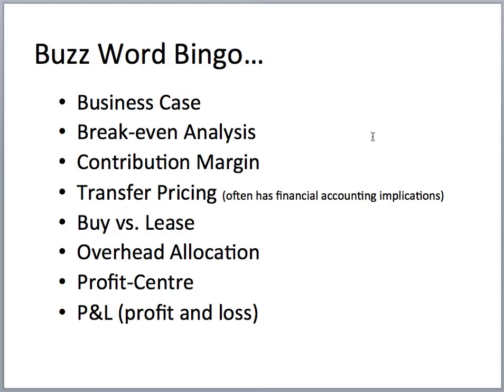Overhead allocation often plays into business cases, and overhead allocation simply is all of the costs that apply to the whole company. For example, rent of the office space. How much of that rent is allocated, or said to be spent, for any given department? And overhead allocation comes into play when we talk about profit centers.